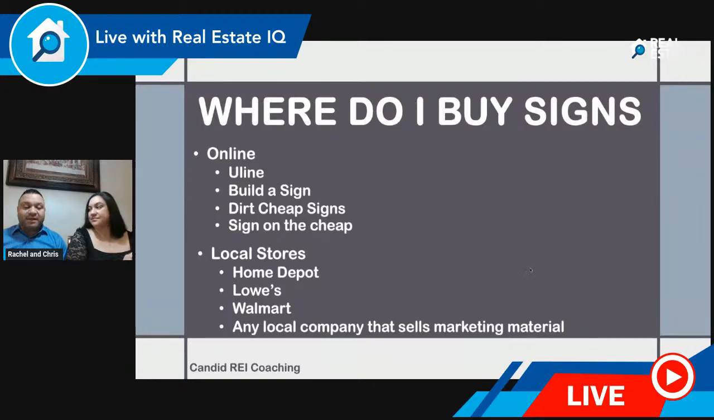Local stores, Home Depot, your Lowe's, your Walmarts, any local company that sells marketing material. A lot of these places, like Signarama, you can walk in and say, hey, I need 100 signs. And if you buy from them consistently, most of the time they will give you some kind of discount. So play with it, see where you're at. Some places even have 50% off maybe your first buy, and if you combine them with the stakes, you can possibly get an even bigger discount. So make sure that you buy everything all at once. Now, if you want to start piecing them out, if you already know where to buy stakes, then you can get them cheaper there, then just find a place for Bandit Signs.